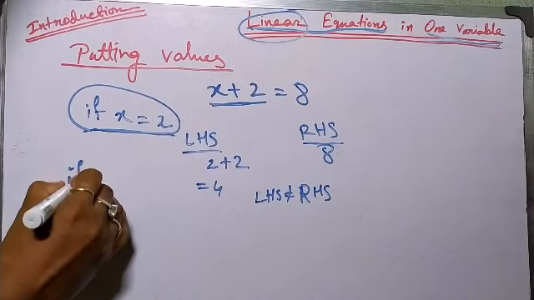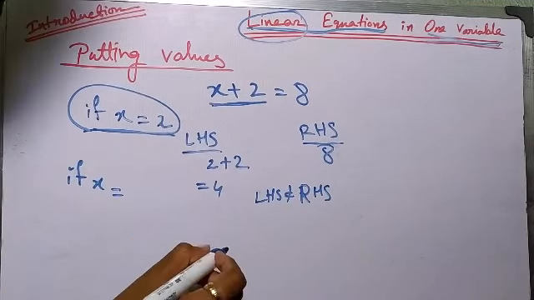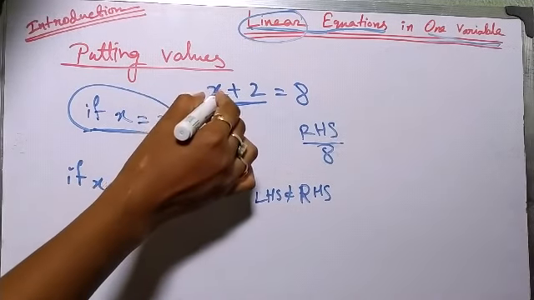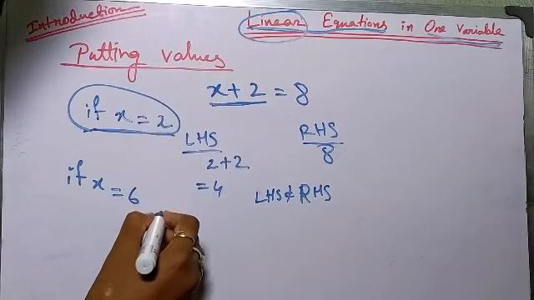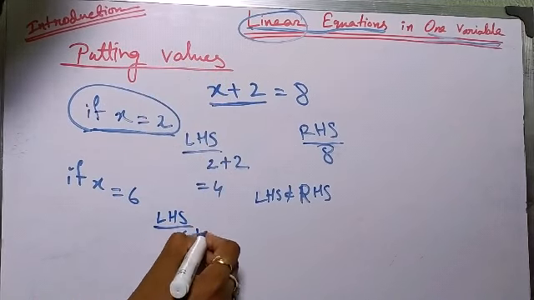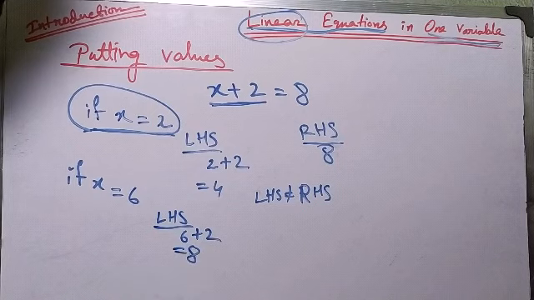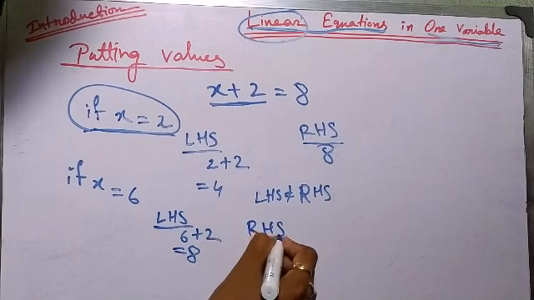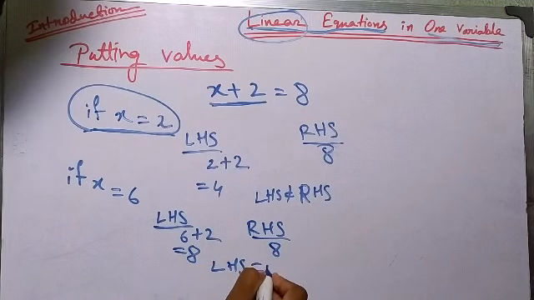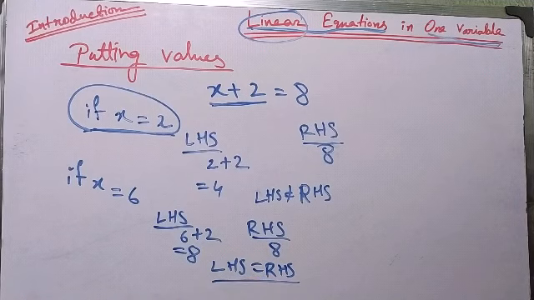Next, if x equal to 6, then we can put the value of x here in the LHS part. That means 6 plus 2, that is 8. Then RHS also 8. So here we can say that LHS equal to RHS. So this is the process how to put the values of x in the equation.